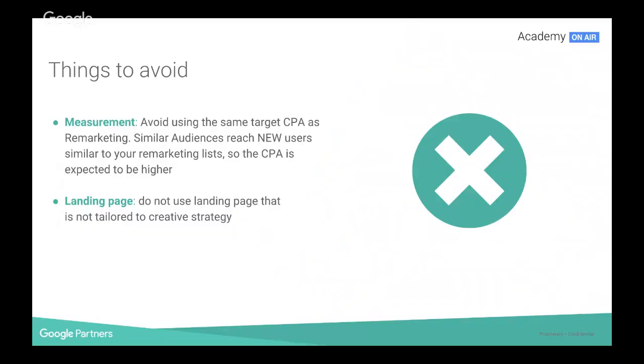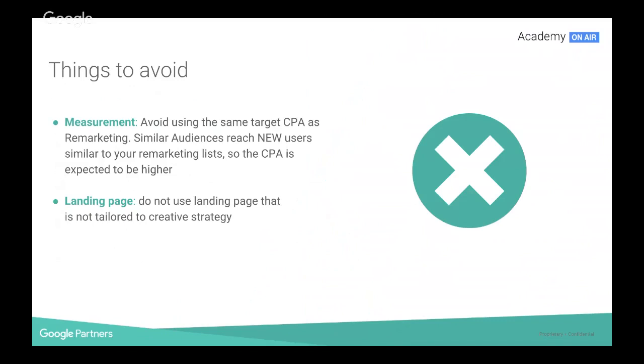Really important as well, what we were saying before is that overall, you should be bidding according to your strategy, and you should be bidding according to how valuable the users are for you. So avoid using the same target CPA as remarketing. Again, because those are two separate strategies. A similar audiences target CPA should be higher than remarketing, because you're acquiring new users. So the target CPA will probably be higher.